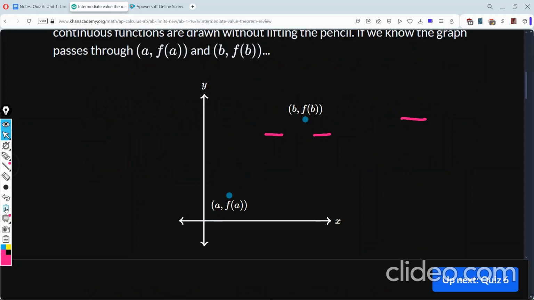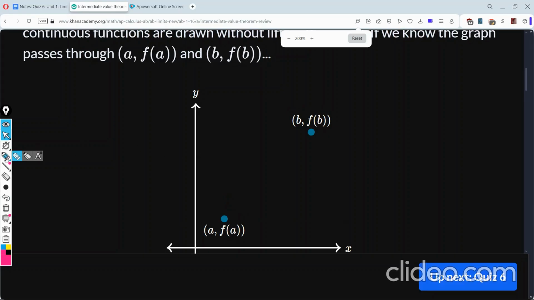So let's say you have a continuous function here. And that just means you can draw the function without lifting your pen or pencil. In other words, there's no discontinuity, there's no break in the graph. So let's say you have a continuous function between these 2 points. See the x coordinates here, a and b, the y coordinates, f of a and f of b.